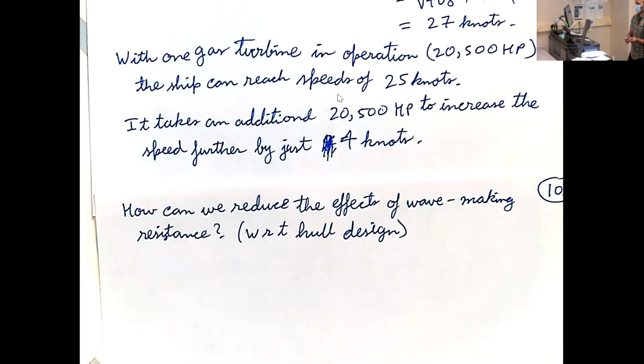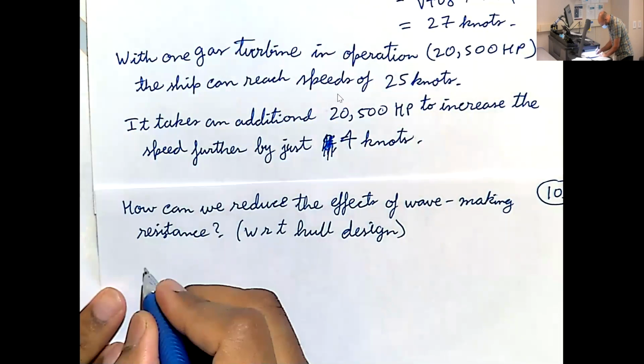So that's one way. And the other way is, you remember this bulbous nose in front of the hull at the bow? That disrupts the wave system generated by the bow. So that's another aspect you can use to reduce wave making drag.